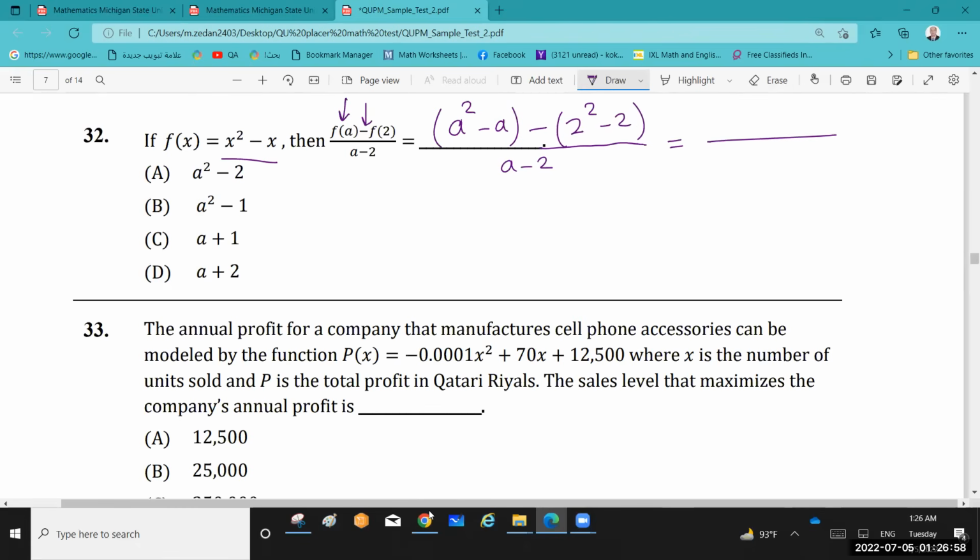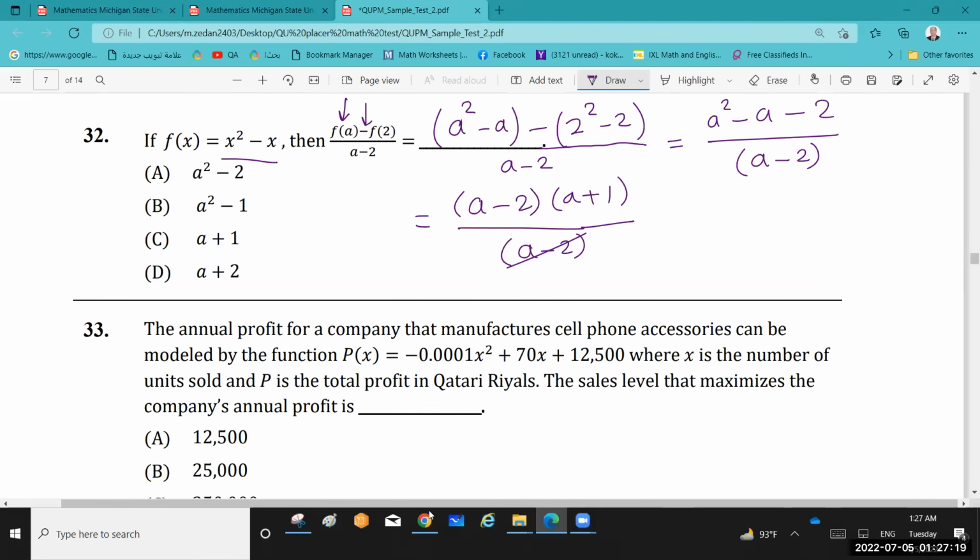Now simplify what you wrote. a squared minus a minus (2 squared minus 2, which is 4 minus 2, is 2) over a minus 2 in the denominator. Try to factor the upper part: a minus 2 times a plus 1, factorization of the trinomial, over a minus 2. The factor cancels, so the final answer is a plus 1. Where is it? Yeah, this one.